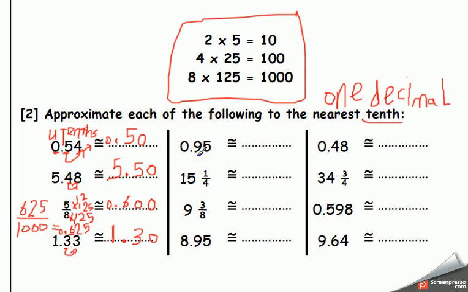The next one: the tenth digit here is 9 and the previous digit is strong. Mister, remember strong and weak. The weak numbers are 0, 1, 2, 3, 4, and the strong numbers are 5, 6, 7, 8, and 9.